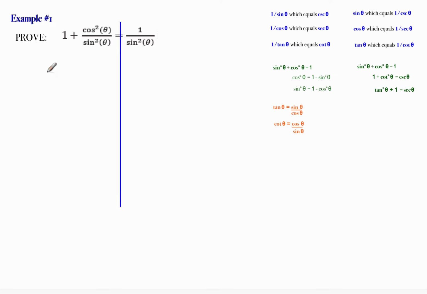So, for example, I could start lots of different ways. But the most obvious way to kids would be this. 1 plus, and instead of cosine squared, some kids may come over here and say, well, every time I see a cosine squared, I can replace it with 1 minus sine squared.